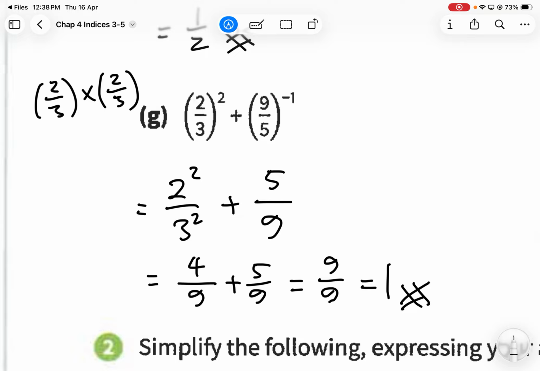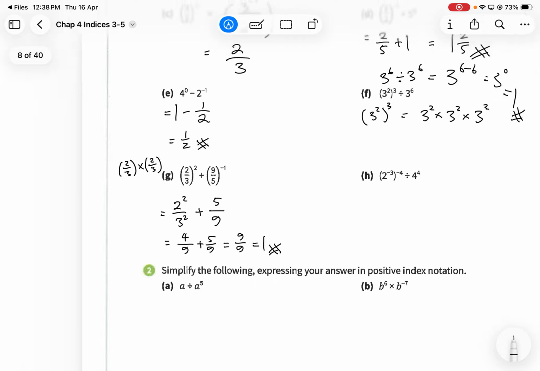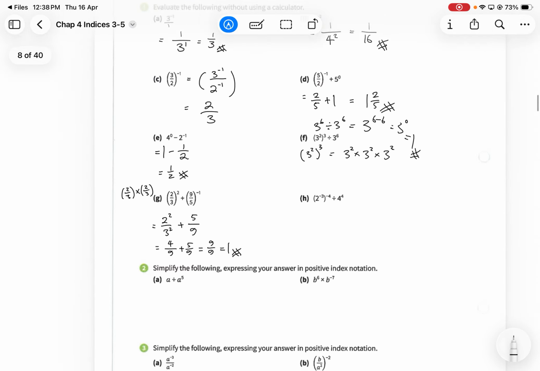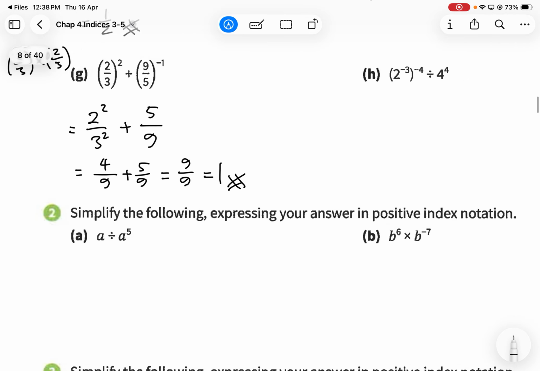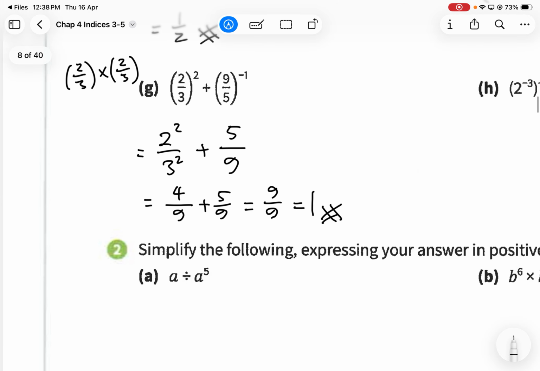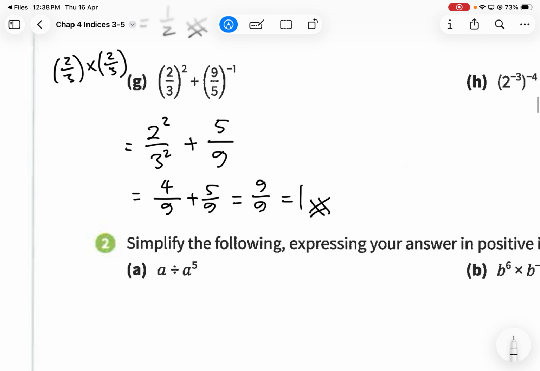Okay, we have to do all this because the question says don't use a calculator. Not done. Very good, you are not done. You still have fight in you. You still want to keep going. If you are done, you finish already.